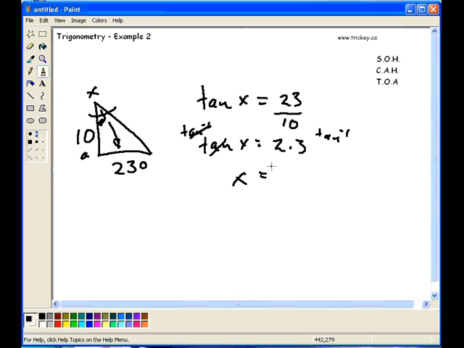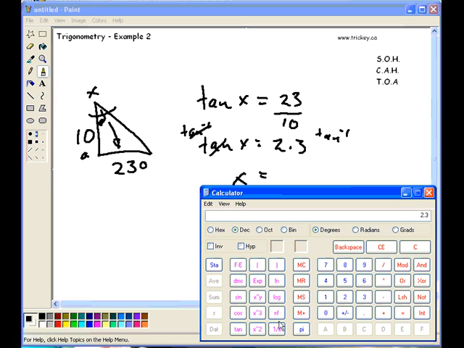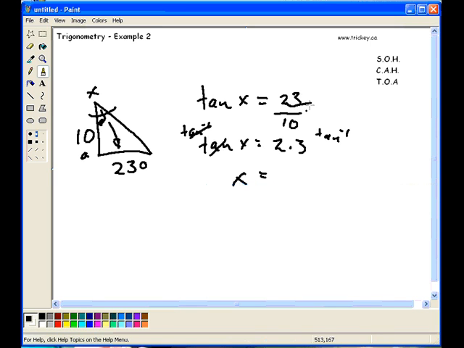X equals 2.3 inverse tan, 66 degrees. 66 degrees. Done. Just like that.